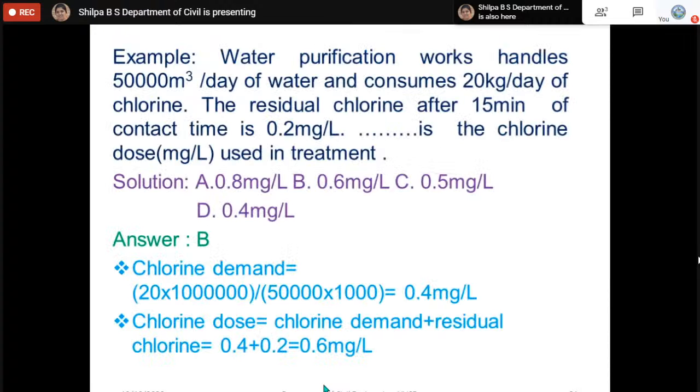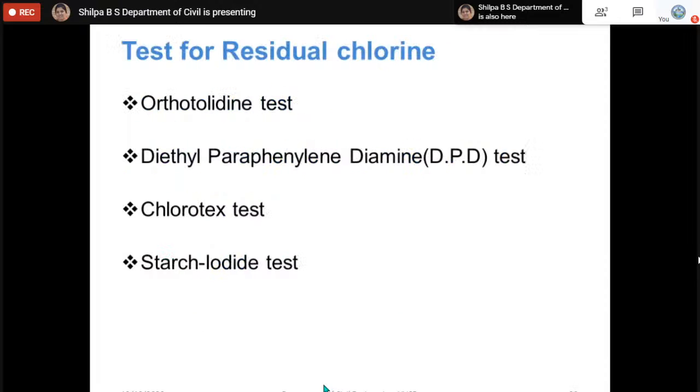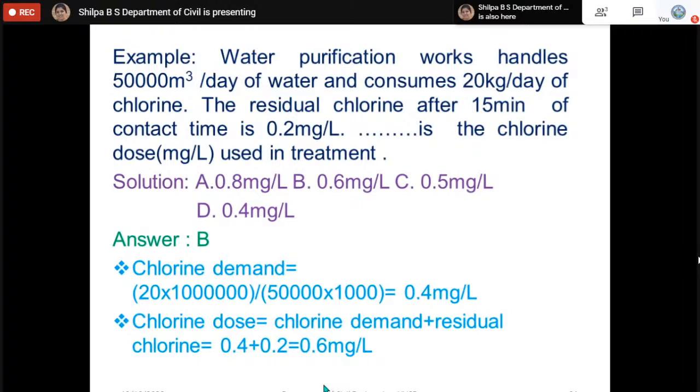So one example on this disinfection. Again, I want to repeat here that on disinfection also, most numericals are asked. So one such example I have taken. The water purification works handles 50,000 meter cube per day, which consumes about 20 kg per day of chlorine. The residual chlorine after 15 minutes of contact time is 0.2 milligram per liter. So we have to know what is the chlorine dose that is used in the treatment. So in this, the answer is B, that is 0.6 milligram per liter.